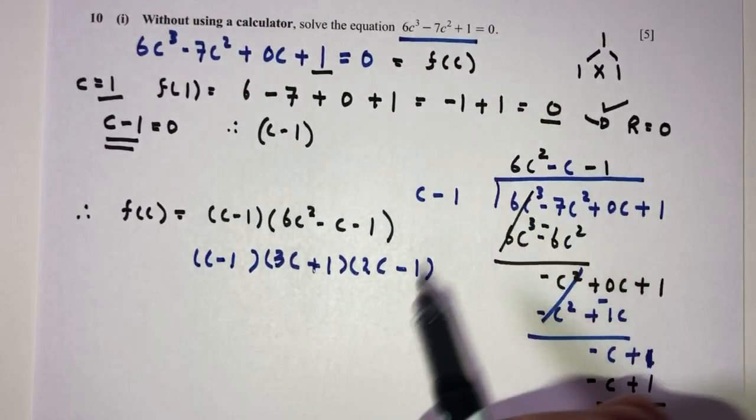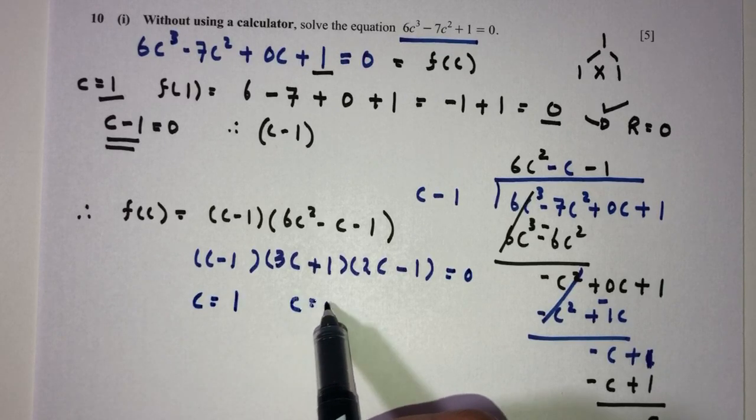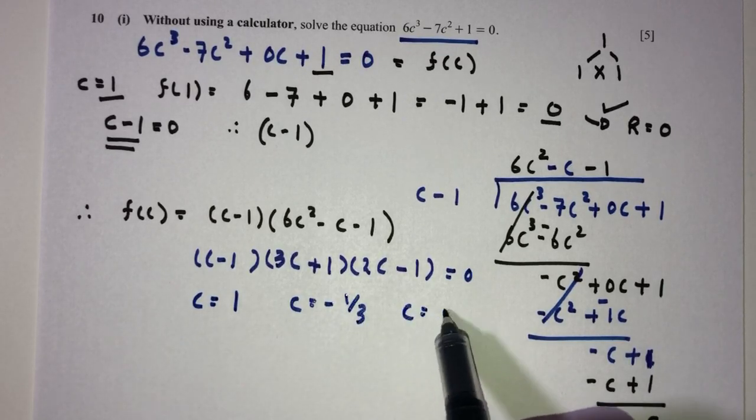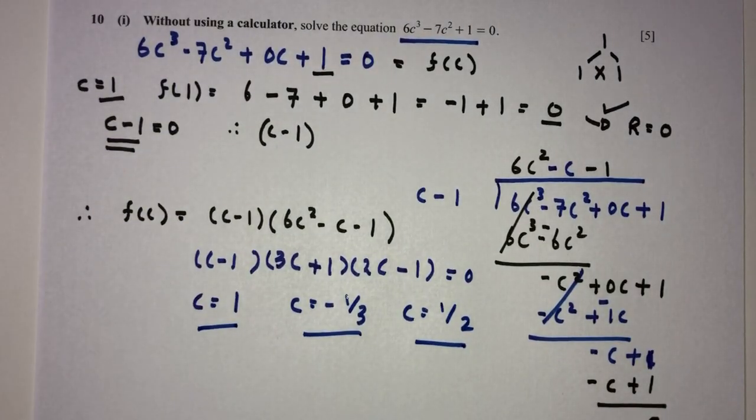Now we have to solve this, which is equal to 0. As you can see, c is equal to 1. c is minus 1 over 3. c is half. And that is your answer for part 1.